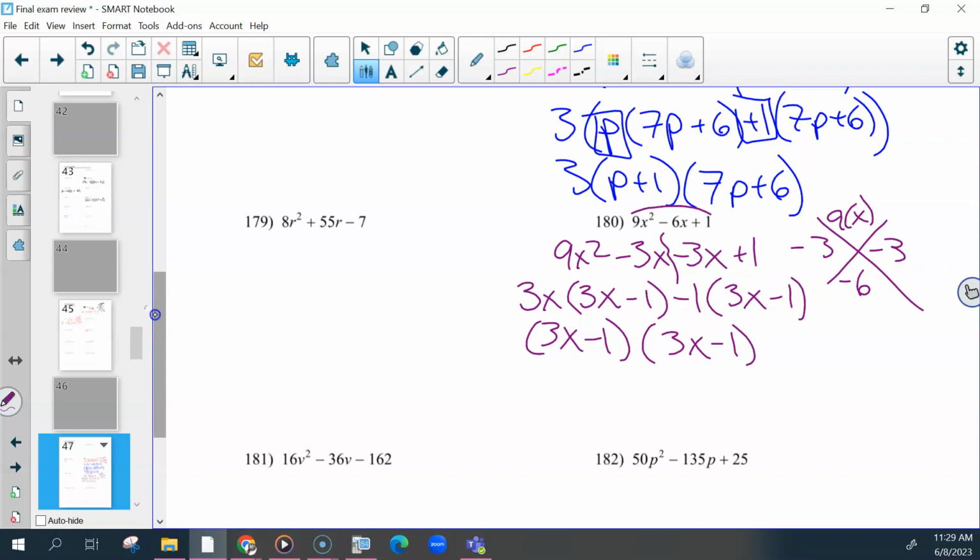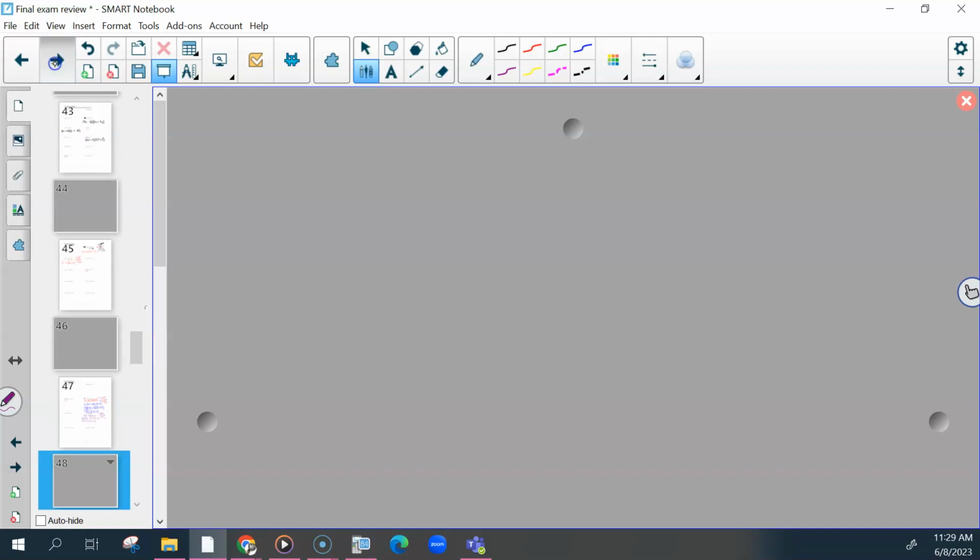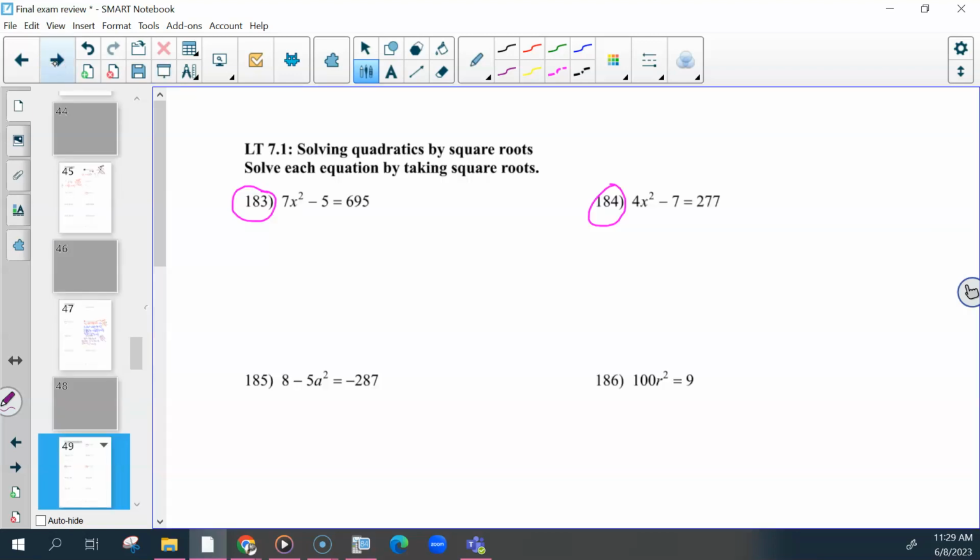Other questions on this page? Go on to the next one. We are getting closer to the end. We are now in Unit 7, solving quadratics by square roots. Which of these do we want to see, go over, or have questions about? You remember 186 and 183?